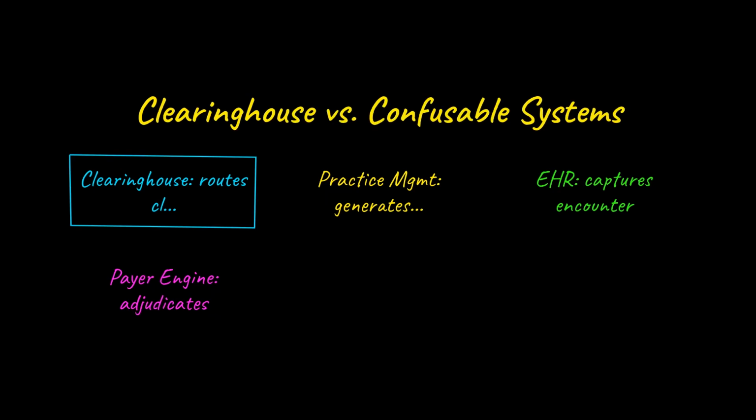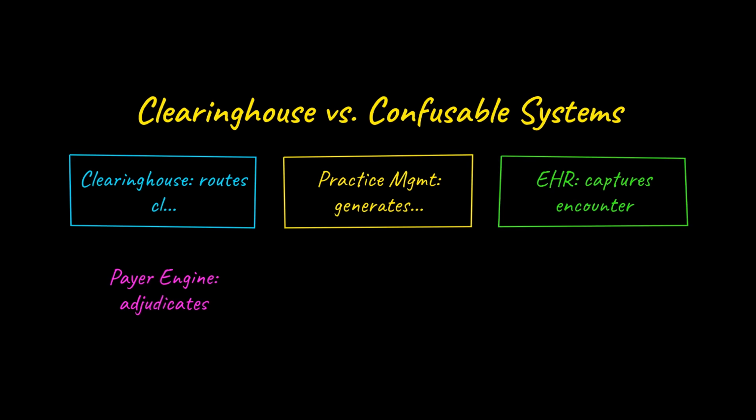It helps to distinguish the clearinghouse from similar-sounding systems. The practice management system generates the claim. The EHR captures the clinical encounter. The payer adjudication engine pays or denies the claim, and the clearinghouse is the connective tissue in between, translating, scrubbing, and routing.